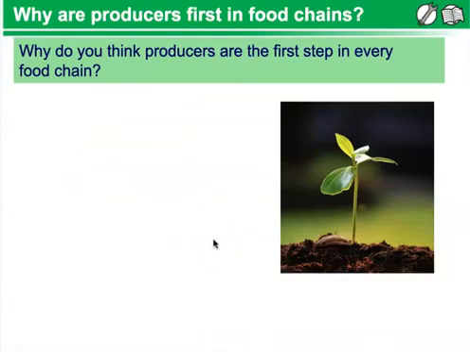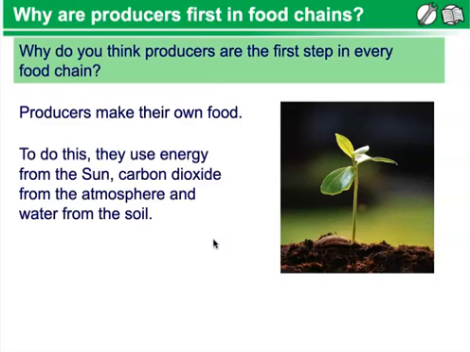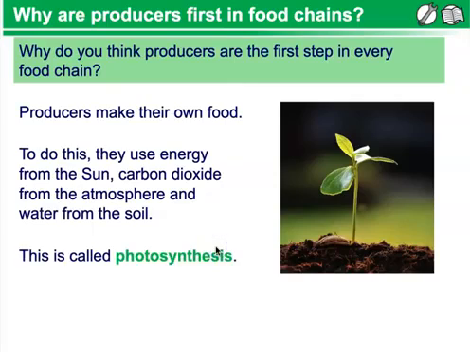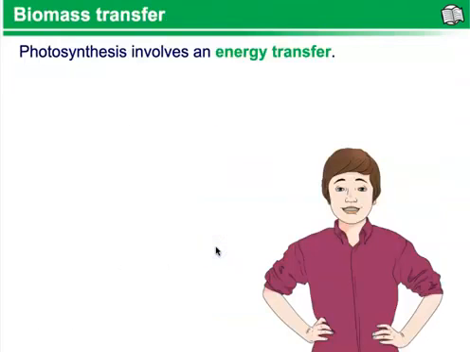Why are producers first in food chains? Why do you think producers are the first step in every food chain? This is because they make their own food. To do this, they use the energy from the sun, carbon dioxide from the atmosphere, and water from the soil. This process is called photosynthesis. The food made by photosynthesis is used by every other organism in the food chain.